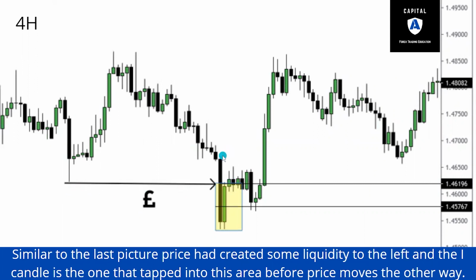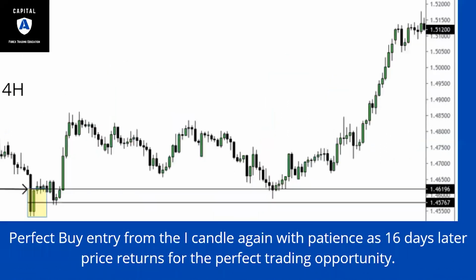All of a sudden, a candle ferociously dips into the area and starts to turn price around. That allows me to know the market makers are here, they've done something, and I've got an area that I can be confident on taking a buy from. So as you can see, it was the perfect buy entry from that eye candle.